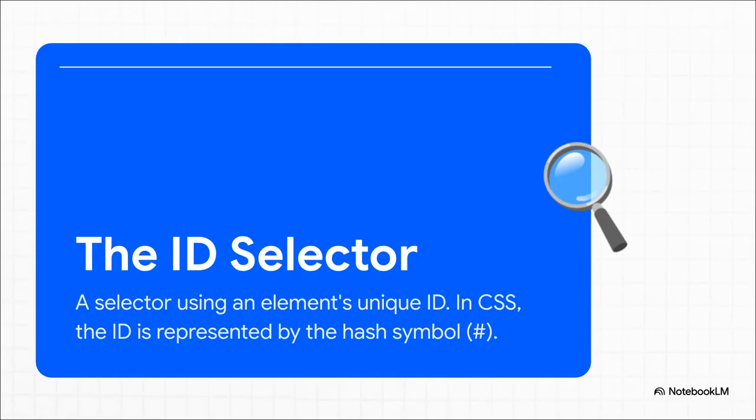Right, so the whole point of an ID is that it's supposed to be unique on the page. And CSS gives us this awesome little shortcut for it, the hash symbol, or the pound sign. You just use the tag name, a hash, and then the ID value. It's simple, it's clean, it's effective. Now, keep that hash symbol in your head because it's going to be important in just a second.